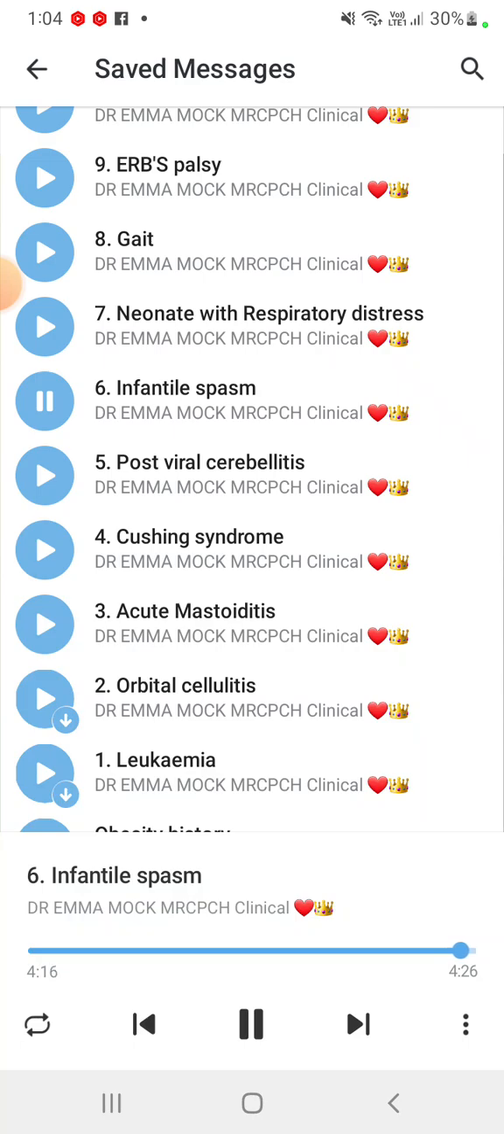And if it is West syndrome, we give ACTH and steroid plus pyridoxine.